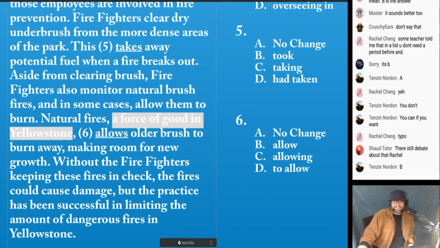You can if you want. Yeah, so six needs to be B, allows. Natural fires allow. Next one.